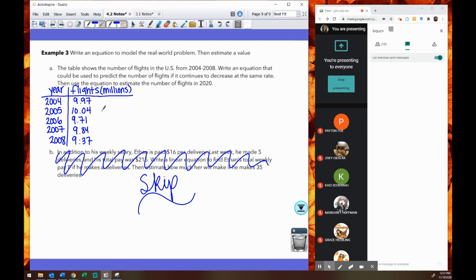So it says the table shows the number of flights in the US from 2004 to 2008. So add this table in, because it didn't copy over onto your paper. So we have from 2004 to 2008, the number of flights in millions: 9.9 million, 10 million, 9.7 million, 9.8 million, 9.3 million.